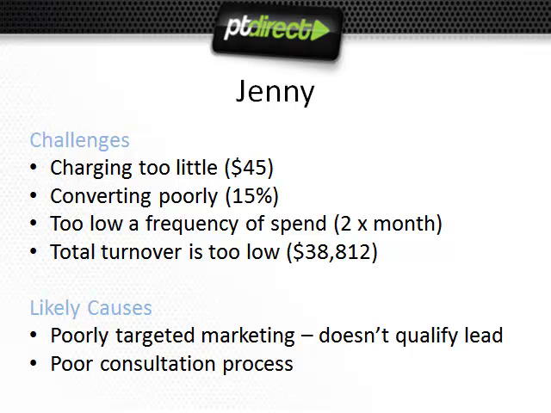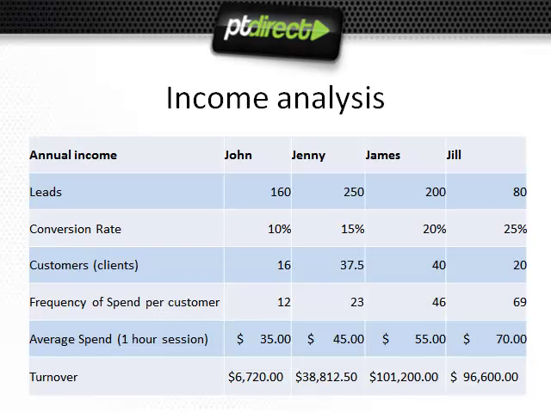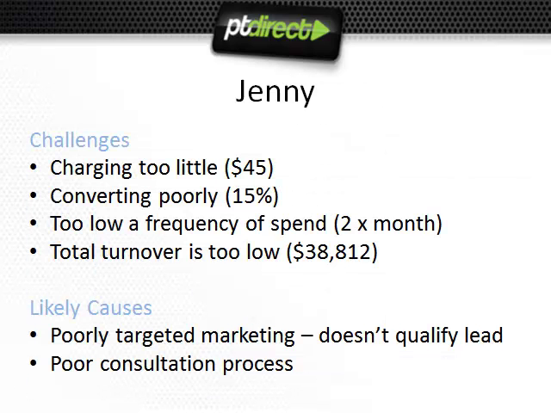And the likely causes there, well, poorly targeted marketing, which doesn't pre-qualify and pre-interest the lead well enough. Now, how do we know that? Well, we know that because when we jump back up to the income analysis, you can see that Jenny has the most leads of anyone. To get her 37 clients, she's got 15% conversion, but she's dealing with a huge number of people. The problem with that is it's very time intensive, and that's going to cost her a lot of time and a lot of money to market to that number of people, and she's not interesting them enough in terms of her product.